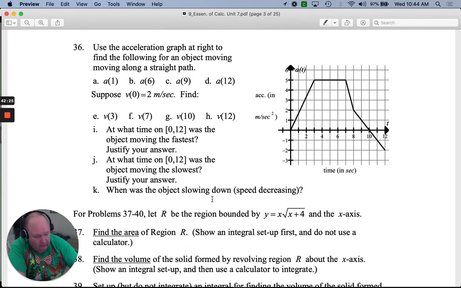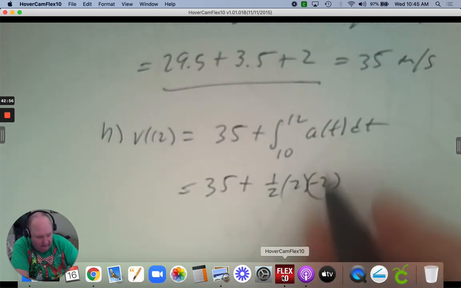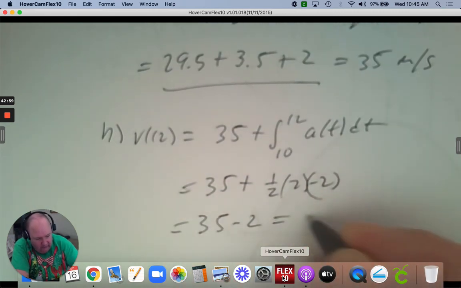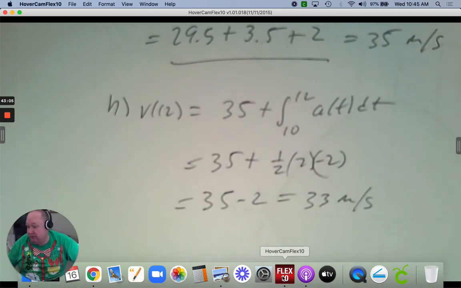H is V at 12. So just keep going along. We already know V at 10 is 35. So now we're integrating from 10 to 12. From 10 to 12 is a triangle, but it's going to be negative because it's below. So half the base times the height. So half of 2 times 2, but it's going to be negative. So if I do that area of that triangle to 35, and again it's negative, it's 35 take away 2. So that's 33 meters per second. Wow, that's the ability to interpret and read off a graph.